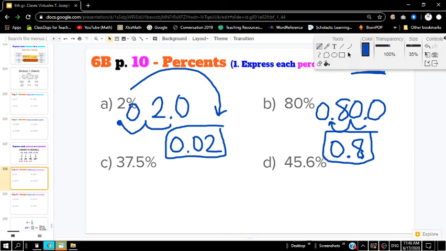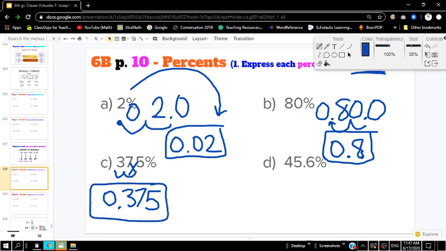Let's do the letter C. Move my decimal point over 2 spots to the left, 1, 2. So my new number is 0, which is optional, 0.375. Okay, my decimal point went away. That first decimal point went completely away. So there's my new decimal point. My decimal, all right? Pause the video and do this last problem.